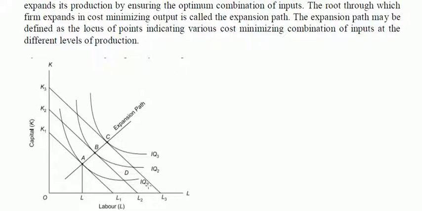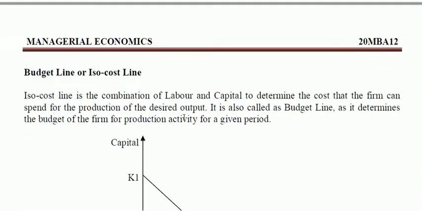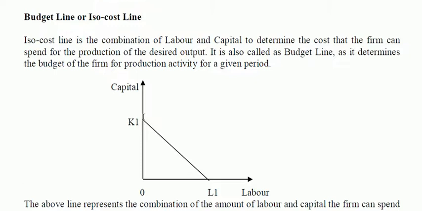So IQ1 is lesser than IQ2, which is lesser than IQ3, and if I draw above, IQ4, IQ5 and IQ6, it is increasing in this path. This is what is the expansion path. Okay, and then there is a budget line or iso cost line. Okay, iso budget line or iso cost line is again a combination of capital and labor. So this is the line.